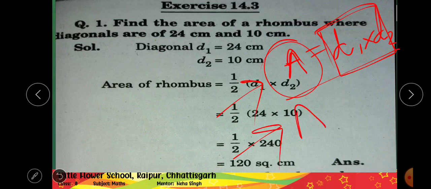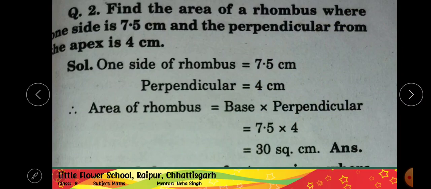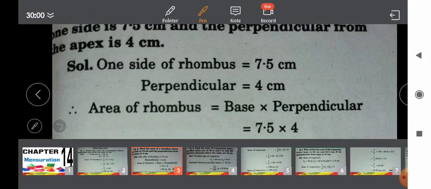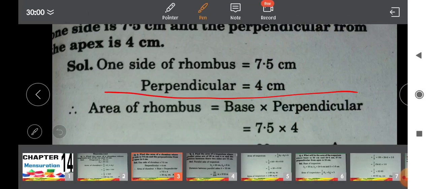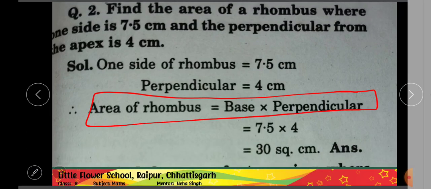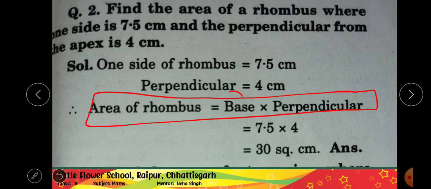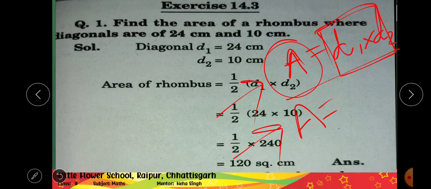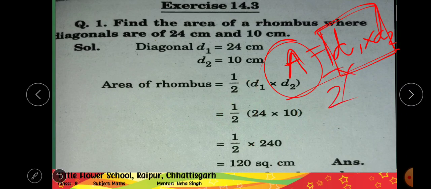The second formula for area of rhombus is similar to what we have studied in the area of parallelogram, right? See, area of rhombus is also equal to base into perpendicular. So depending on the question, if base and perpendicular are given, you will be using this formula. If the length of diagonals is given, we will be using this formula, half d1 into d2. Okay, half d1 into d2.